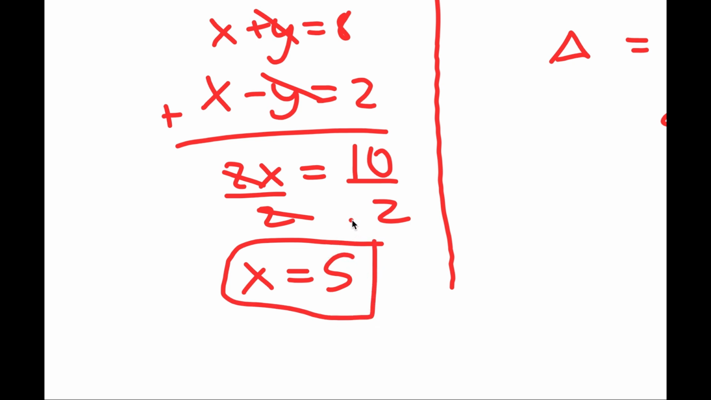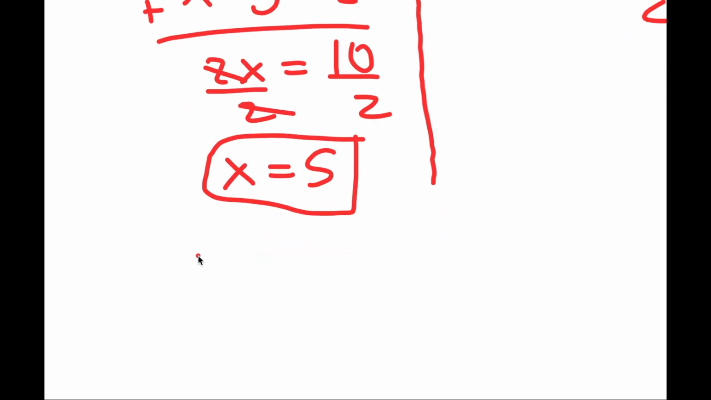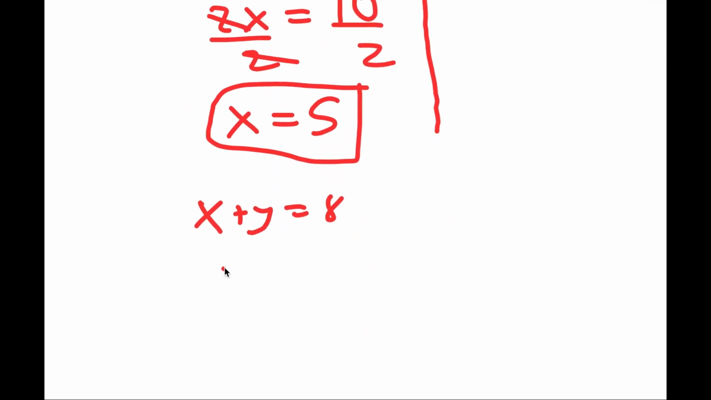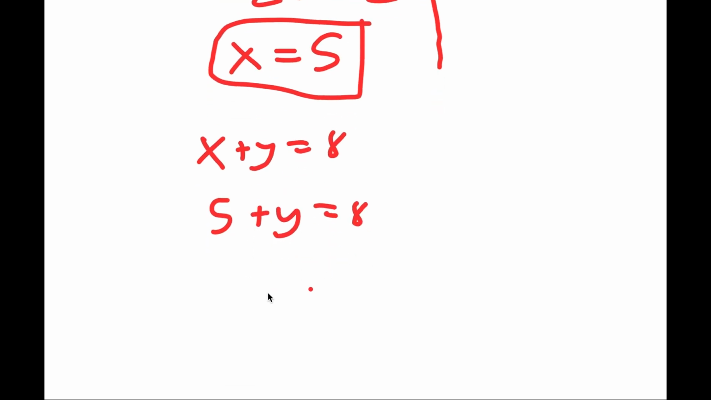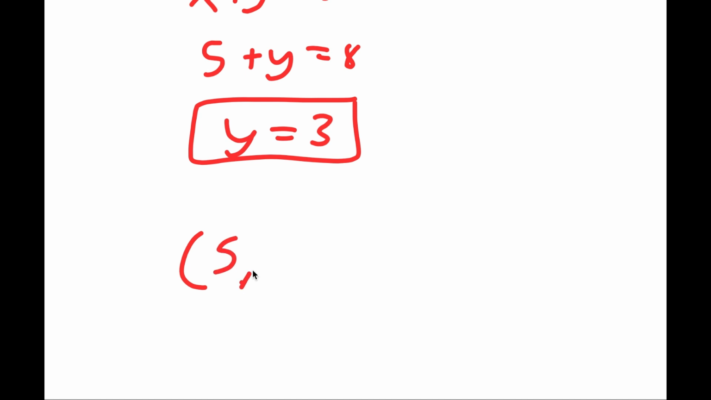So I get x is equal to 5, and if x is equal to 5, I can just plug this value into one of these. So x plus y equals 8, meaning 5 plus y is equal to 8, and y is equal to 3. So my solution is 5, 3.